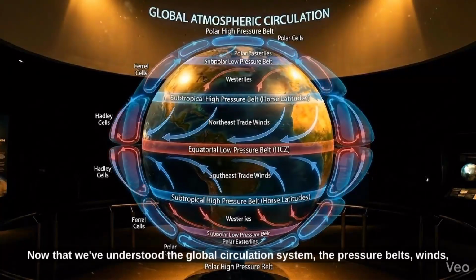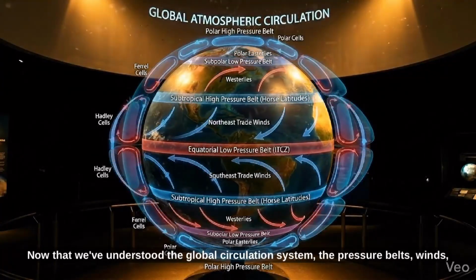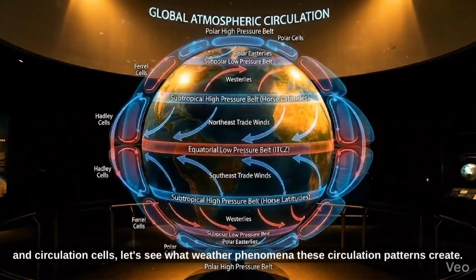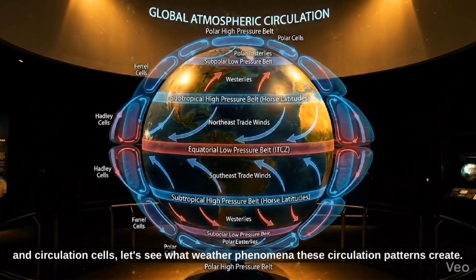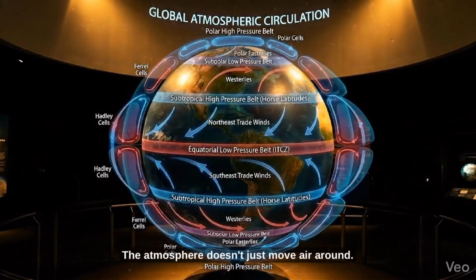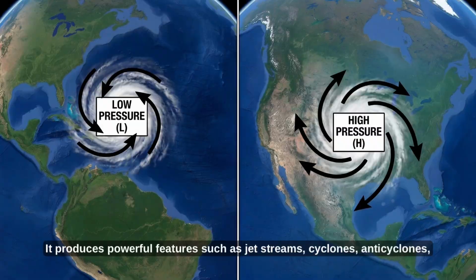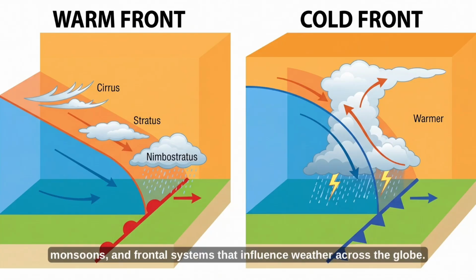Now that we've understood the global circulation system, the pressure belts, winds, and circulation cells, let's see what weather phenomena these circulation patterns create. The atmosphere doesn't just move air around, it produces powerful features such as jet streams, cyclones, anticyclones, monsoons, and frontal systems that influence weather across the globe.